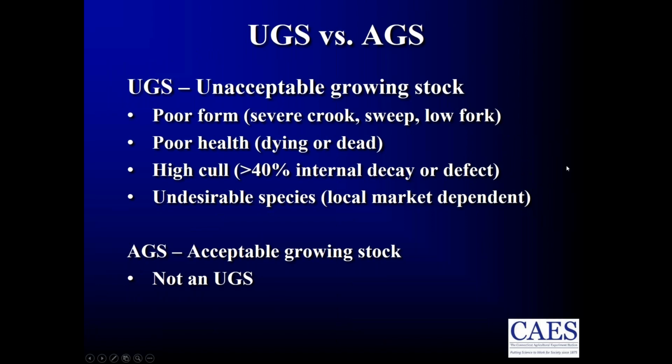And just one other concept that sometimes people forget about, or for the non-foresters, is UGS versus AGS. UGS is unacceptable growing stock. They can be trees with poor form, with severe crook, sweep, or low fork. They're in poor health, you know, dead or dying trees. They have a high percentage of cull, so they've got a lot of decay inside of them. Or they're undesirable species, and that's going to depend on local markets. Acceptable growing stock is everything that's not UGS. So we're going to talk about UGS and AGS a little bit on some of these.